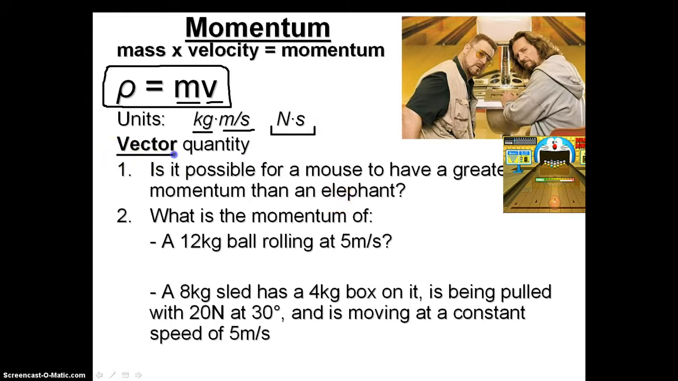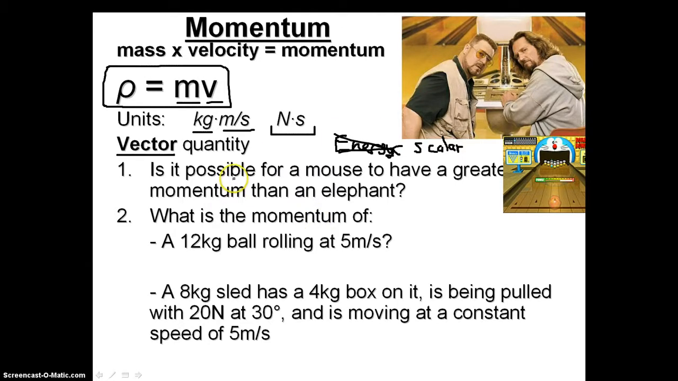Very important, the next one is it's a vector quantity. Energy is not a vector quantity. Energy is what we call a scalar. In other words, it's just a number. Joules can be anything. It doesn't have to have a direction. Momentum does have direction, and you will see in a second how that comes into play.